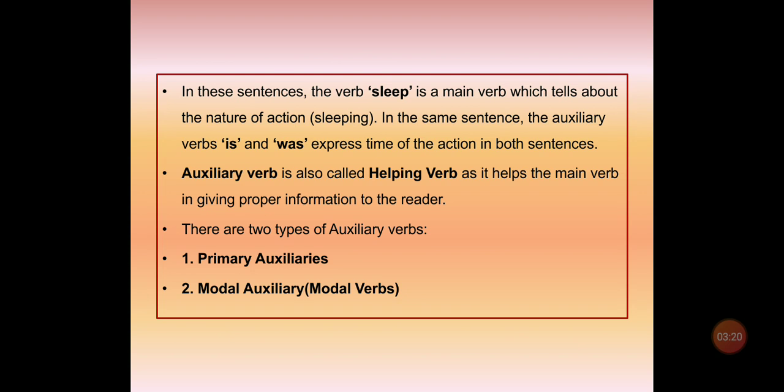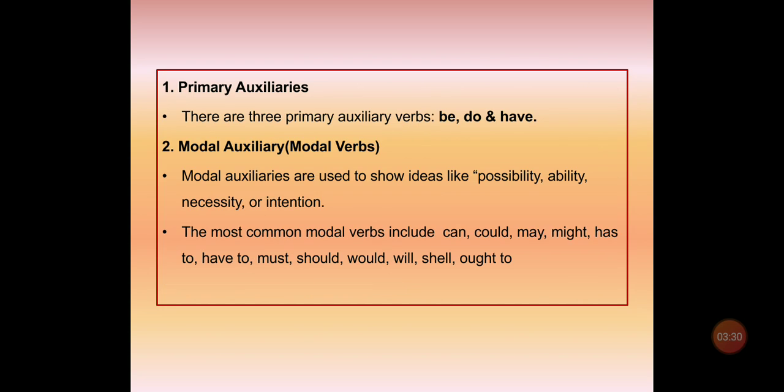There are two types of auxiliary verbs. One is the primary auxiliaries and the second is the modal auxiliary or the modal verbs. There are three primary auxiliaries. These are be, do, and have in English language.